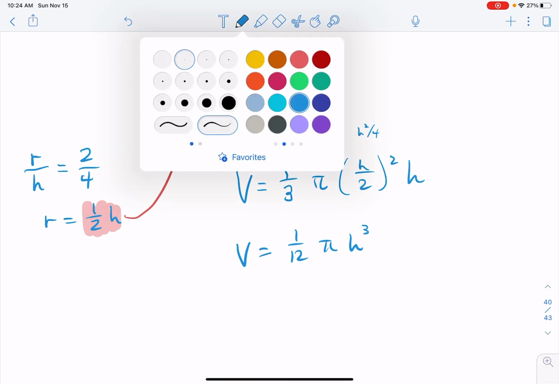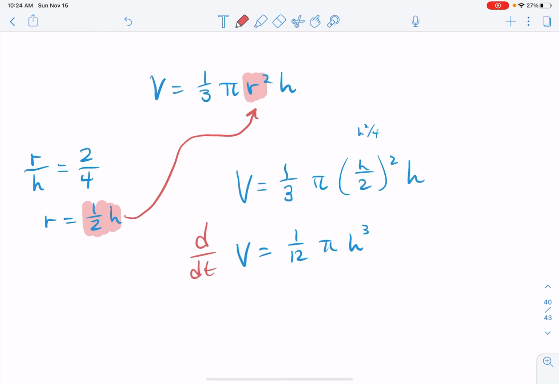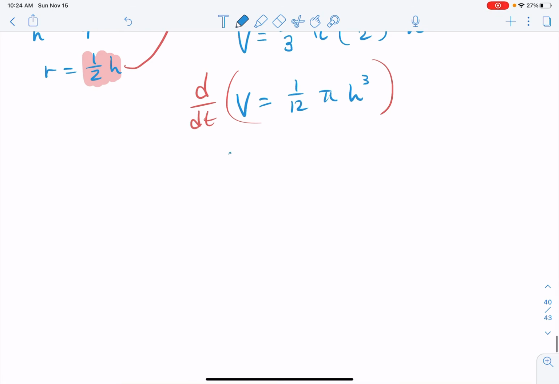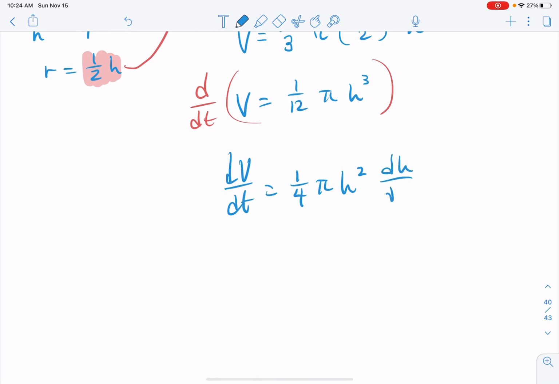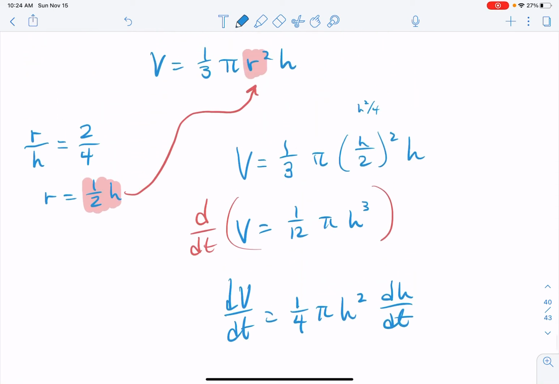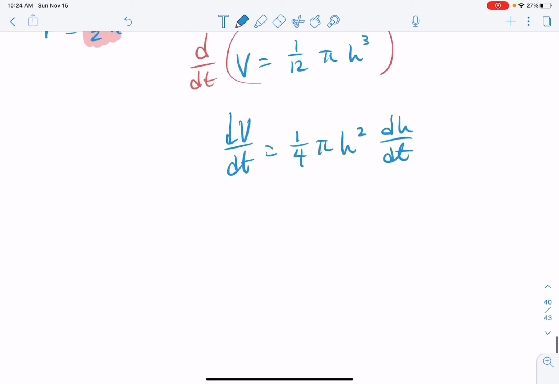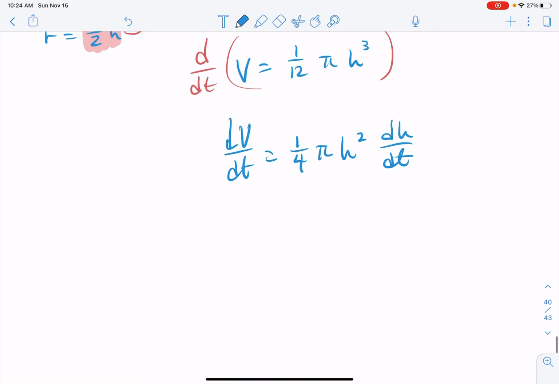Now we are ready to take the derivative with respect to time on both sides. On the left, we have a dV/dt. And on the right-hand side, let's leapfrog the 3 down. 3 over 12 reduces to a 4th, I believe. Pi, h squared, and then chain rule it, dh/dt. And look, no radius to worry about, no rate at which the radius is changing, which I didn't have. Don't have to worry about it now. Now, all I have to do is plug my stuff in.